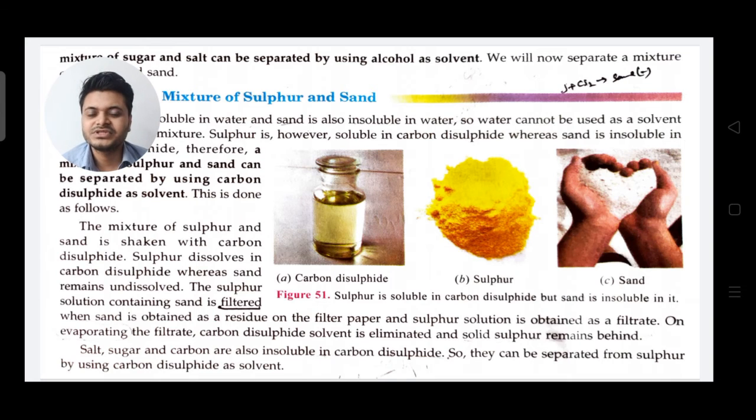So this is the same process as the previous one, the filtration method. Sulfur gets dissolved in carbon disulfide. It doesn't get mixed up with sand, then the filtration takes place. The solution remains in the beaker and sand is on top of the filter paper, then it gets evaporated, and then we can get the sulfur. Salt, sugar and carbon are also insoluble in carbon disulfide, so they can be separated from sulfur by using carbon disulfide as solvent.